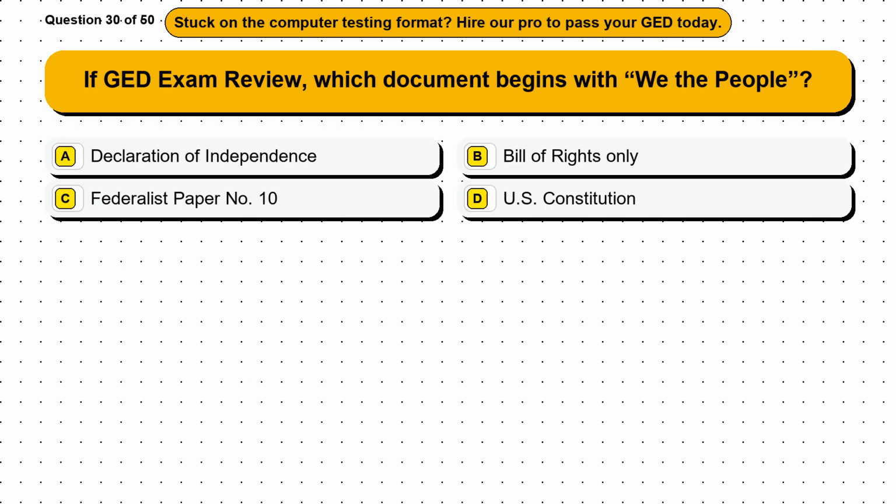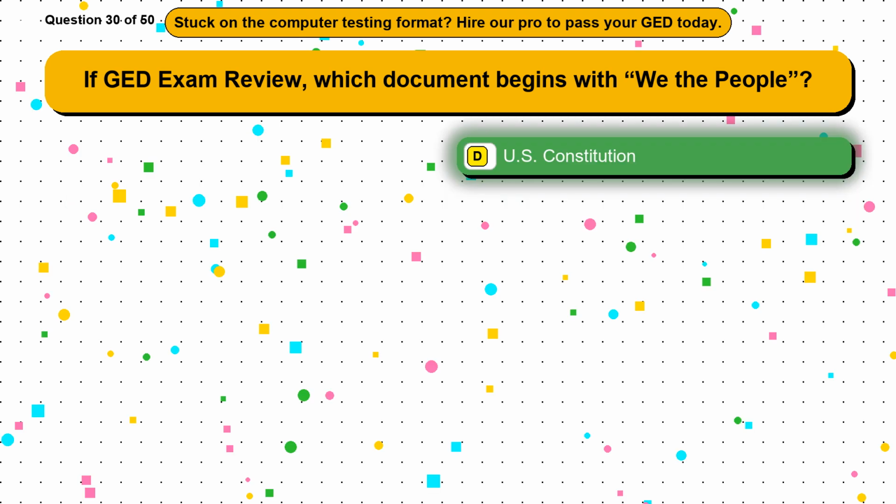Question 30. If GED exam review, which document begins with "We the People"? Option A, Declaration of Independence. Option B, Bill of Rights only. Option C, Federalist Paper number 10. Option D, U.S. Constitution. The correct answer is option D.